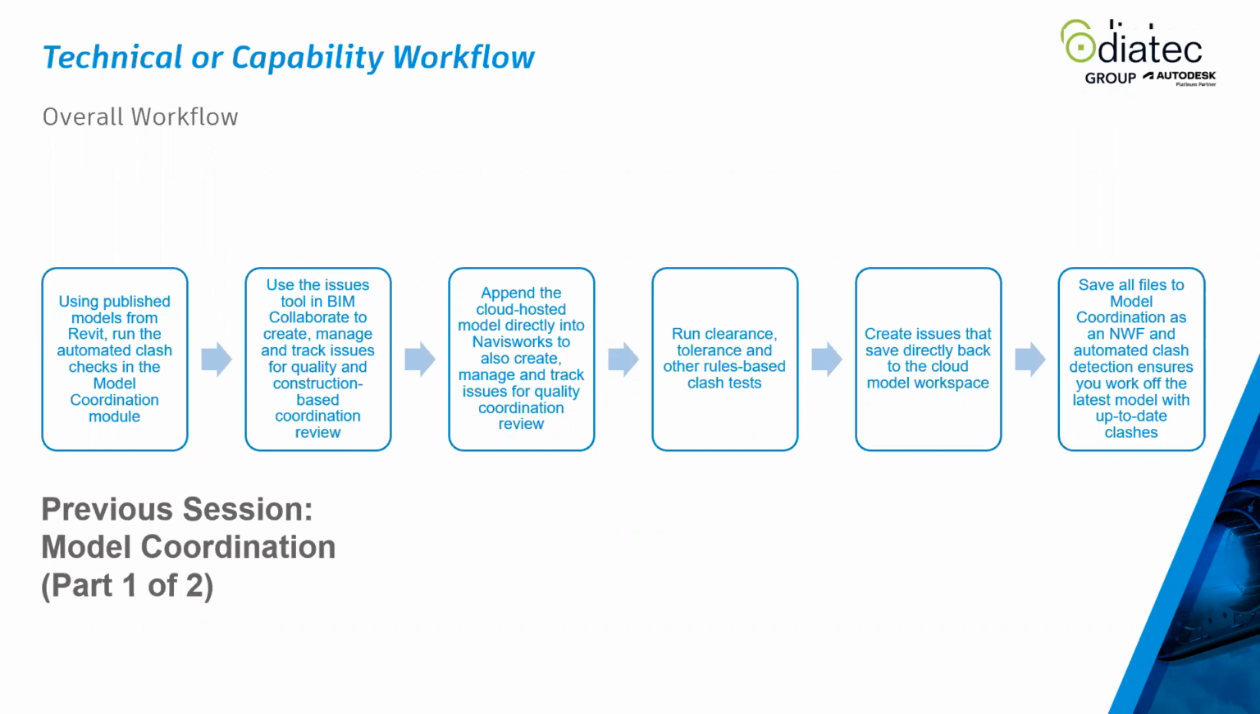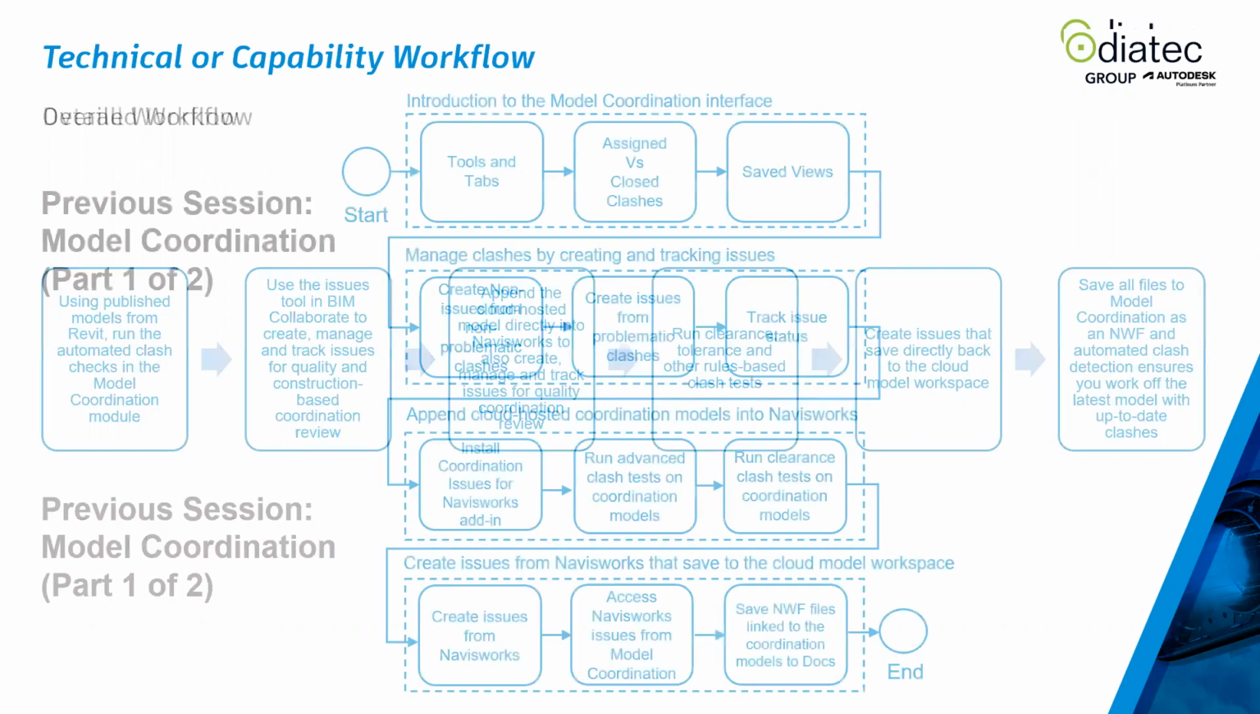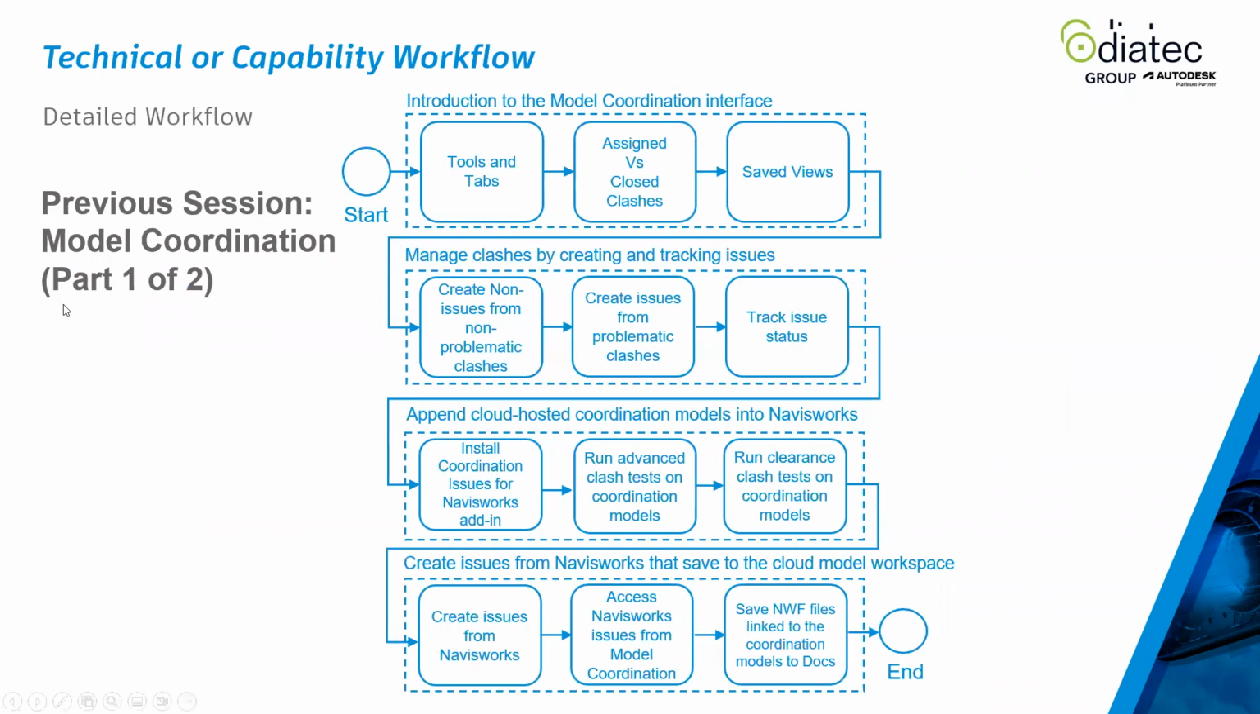So that's what we covered, or introduced, the last day in part 1. The workflow that we spoke about in quite good detail was the model coordination interface. We just looked at the user interface, so I won't be going over that again: some of the tools and tabs. Then we briefly looked at assigned versus closed clashes, saved views, and then managing clashes by creating and tracking issues. So creating non-issues from non-problematic clashes, creating issues from problematic clashes, and tracking the issue status.